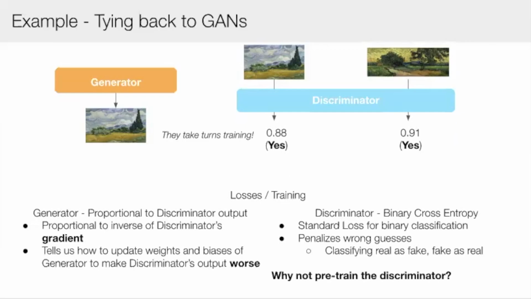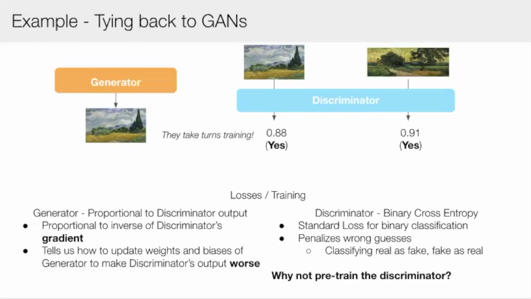So again, the generator and discriminator are two separate neural networks, right? They don't share weights. What they do share is they kind of tell each other their losses and therefore their gradients. So you can imagine that the generator's gradients, the direction in which it improves, is roughly proportional to the discriminator's gradient.